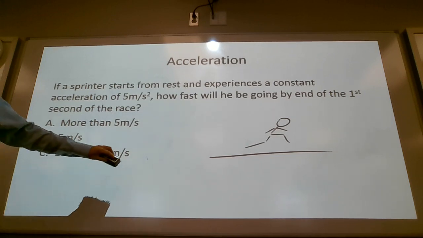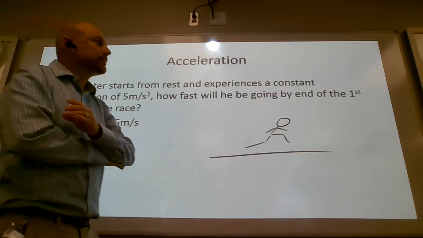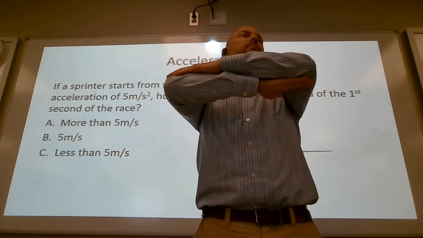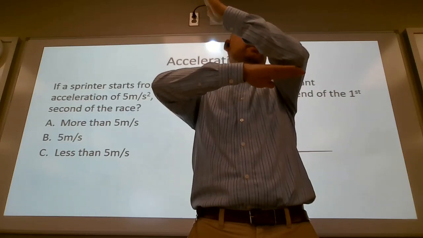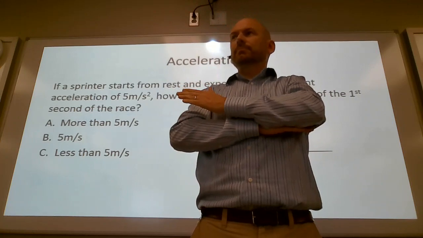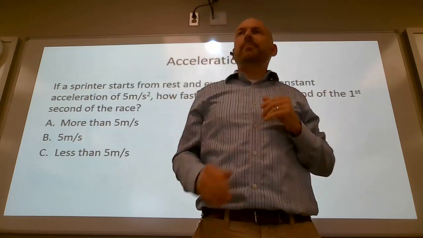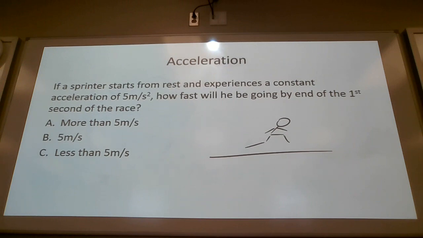Correct answer is B. By the end of that first second, you start at rest and go 1 Mississippi. By the time you reach the I in Ippy, you're at 5 meters a second. All right, with that, the next question is the same scenario, just a follow-up.